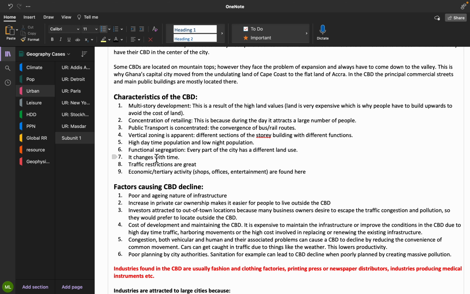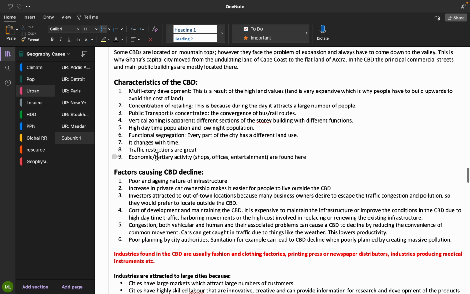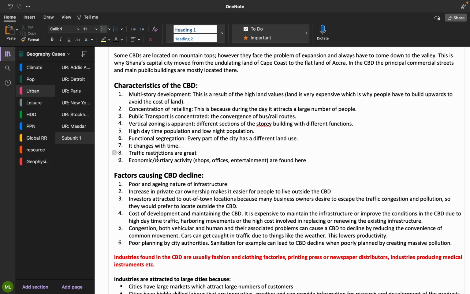And number 5, high daytime population and low night population. 6, functional segregation. So every part of the city has a different use. We have a CBD, we have a residential area, and we have leisure facilities, sporting facilities. It is organized in a way which is functional. Number 7, it changes with time. These CBDs have an opportunity to expand. They have so much potential since people keep moving there. That's why it is obvious that it will change over time.